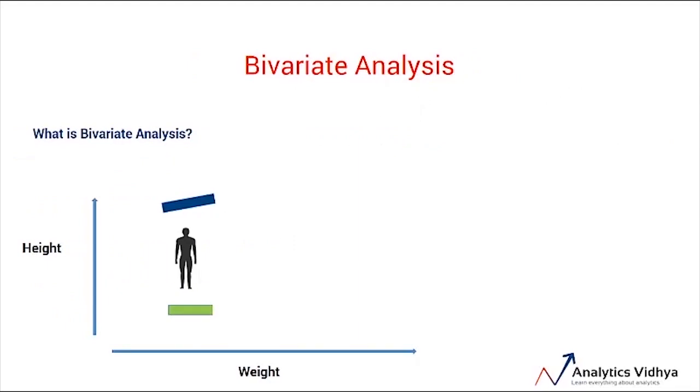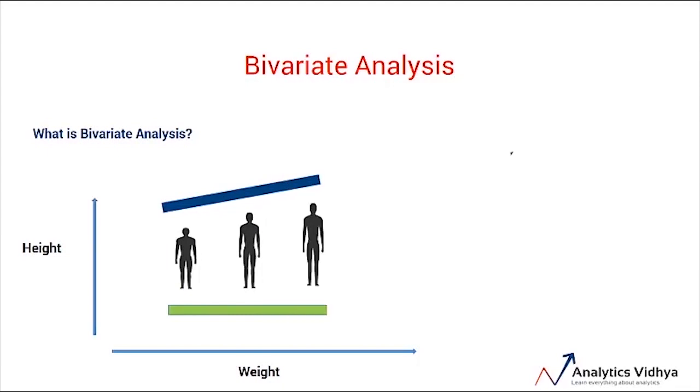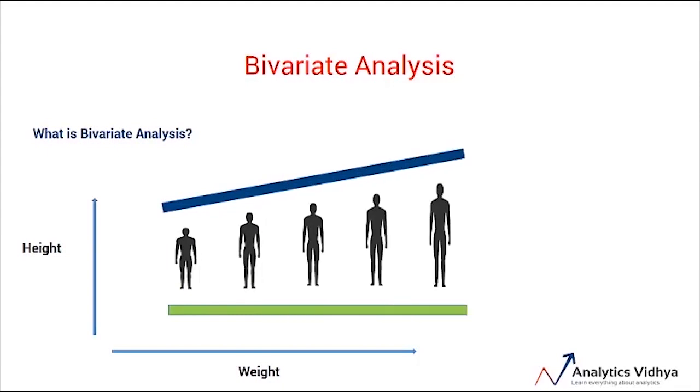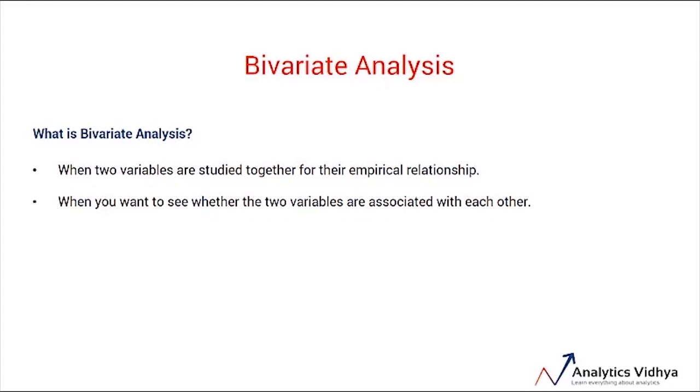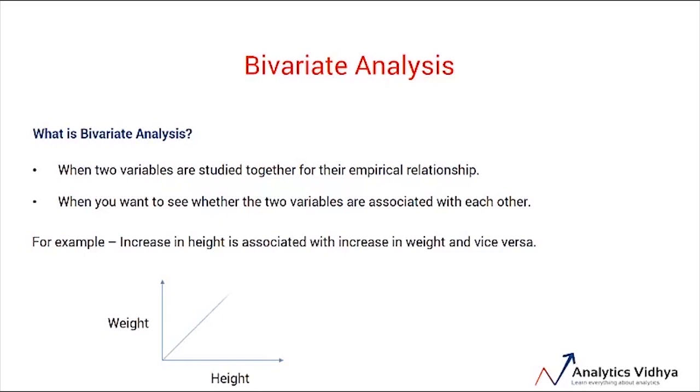First of all, have a look at this example. You might have noticed that taller people tend to have more weight on average when compared to people who are smaller in height. Now let's answer the question of what is bivariate analysis. Bivariate analysis is when two variables are studied together for their empirical relationship. Or in other words, when you want to check whether two variables are associated with each other or not. Like in the previous example, we saw that an increase in height is associated with an increase in weight and vice versa.